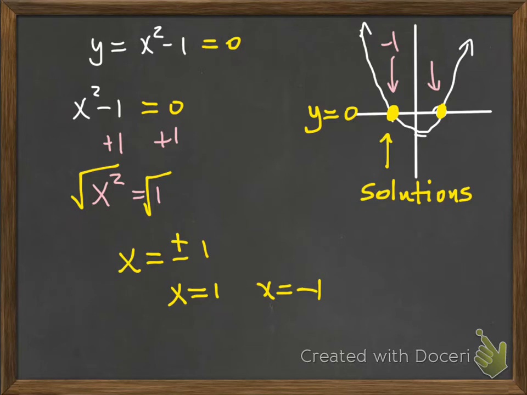Okay, so that's for a simple one like this, x squared minus 1. But let's say you have a little bit more complicated one. Let's say that you have f of x, which is just y, right? So f of x equals x squared plus 5x plus 6. So this one, we can't just subtract the 6 and solve it. We have to actually factor it.